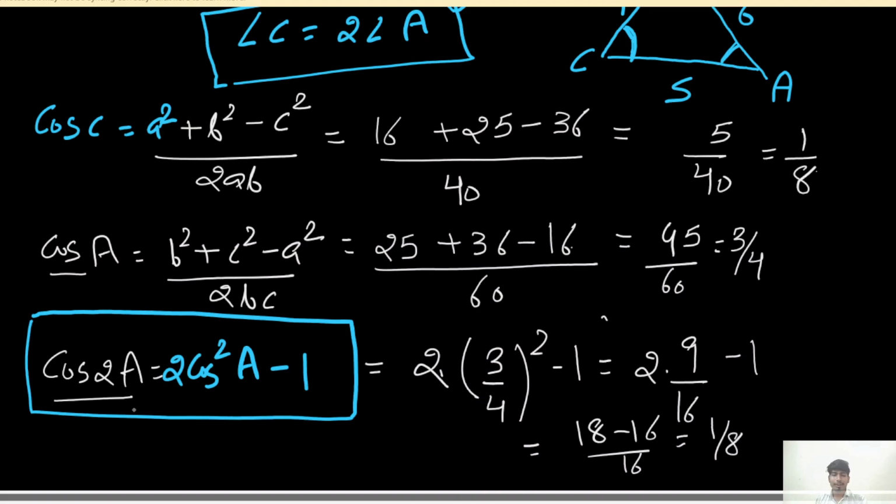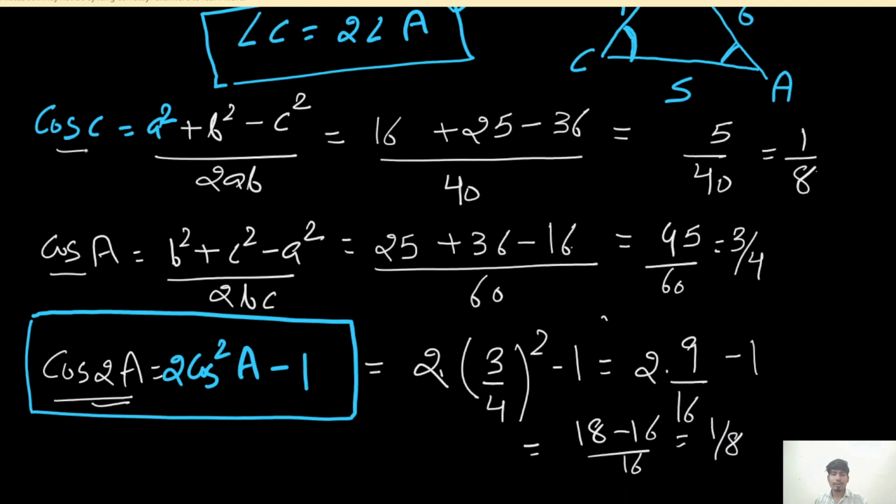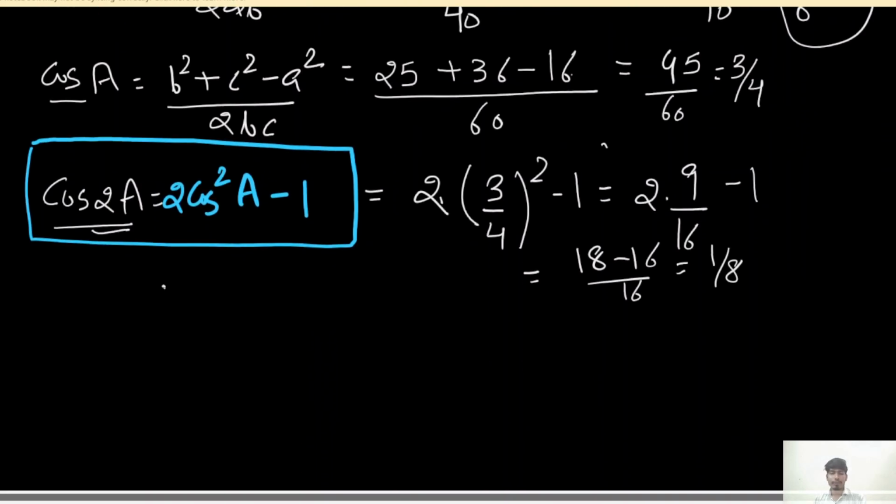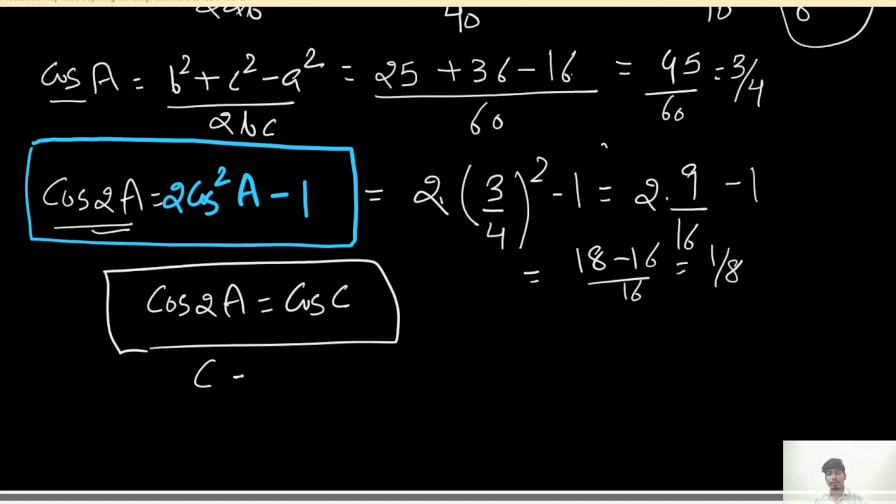Okay, students. Means cos 2A is equal to cos C. The value of cos C is 1 upon 8 and the value of cos 2A is 1 upon 8. Then we compare: cos of 2A is equal to cos of C. Then you can simply say C is equal to 2A. And C is our largest angle and A is our smallest angle. Then we have proved it.